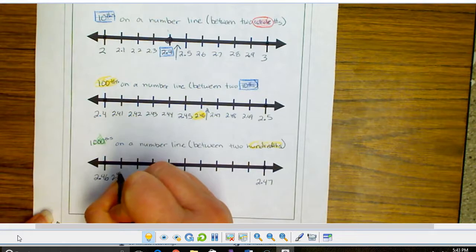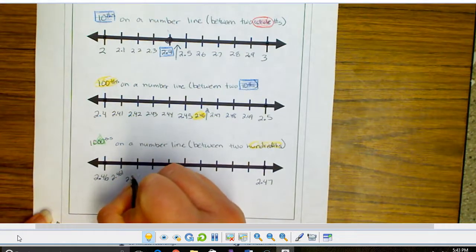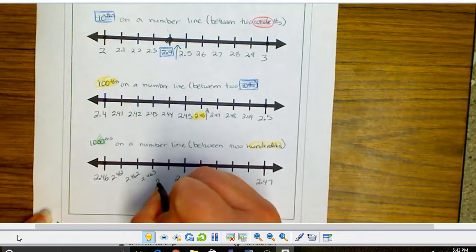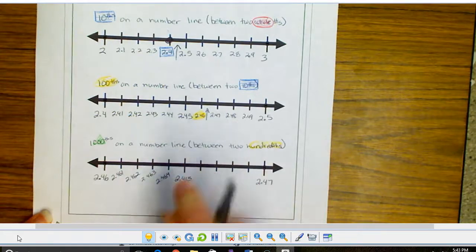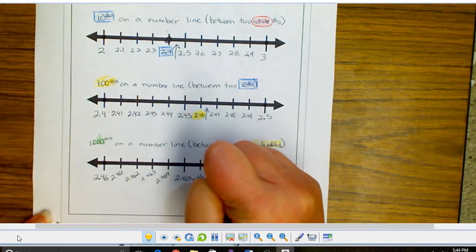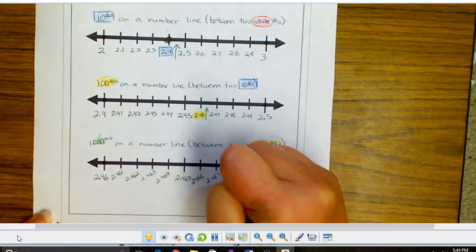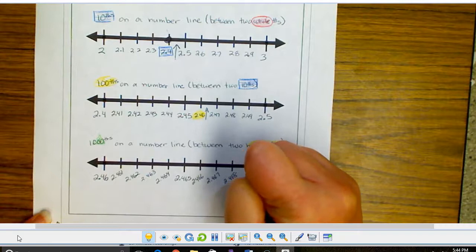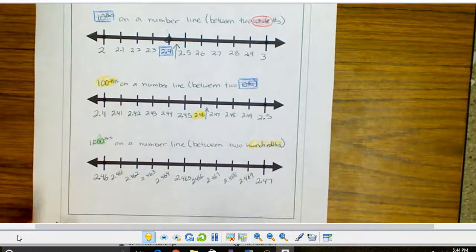So 2.461, 2.462, 2.463, 2.464. Here's our midpoint, 2.465, 2.466, 2.467, 2.468, and 2.469. Right? And then here's our 2.47 or 2.470.